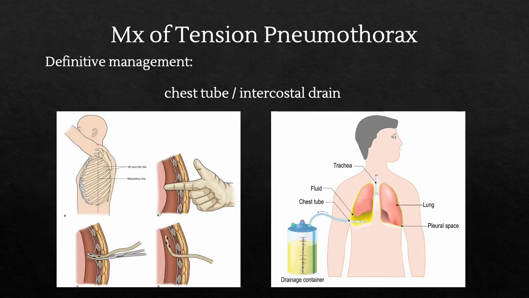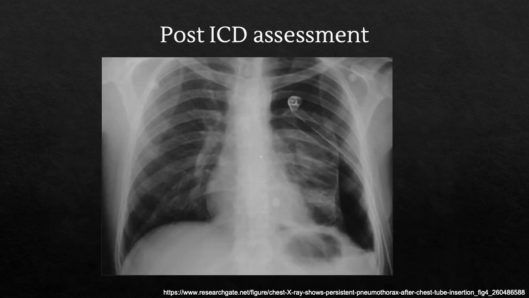After you've performed your finger thoracostomy, you need to place an intercostal drain for these patients. Once you've inserted your intercostal drain, you need to clinically assess the efficacy of the drain. And then you do need to do some imaging, so do a post-ICD insertion chest x-ray and a POCUS just to confirm the position of the intercostal drain.